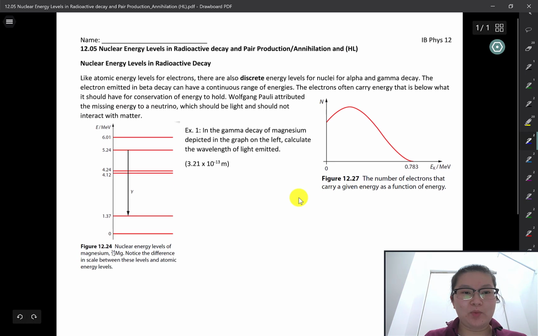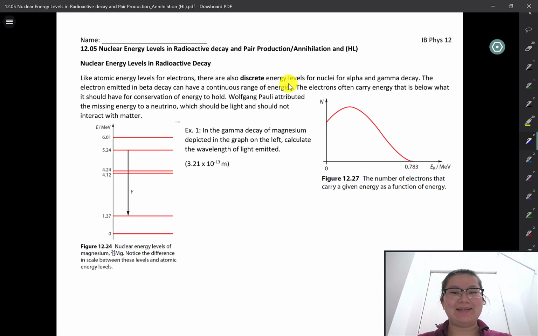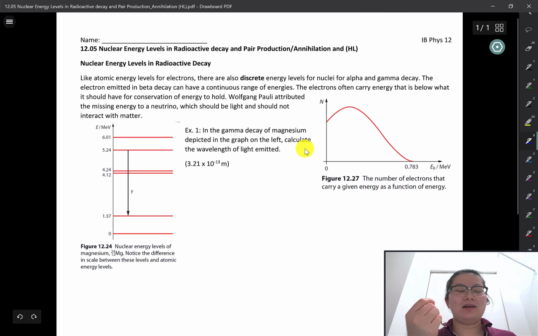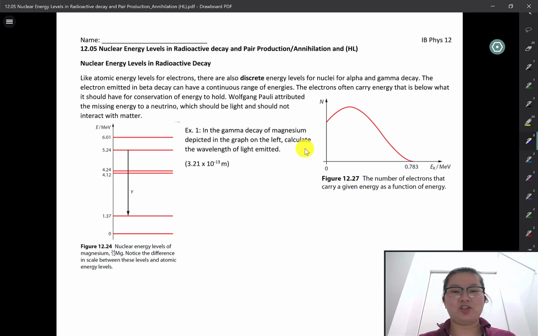In this video, we are going to talk about nuclear energy levels in radioactive decay, and I'm going to squeeze in a little bit of pair production and annihilation there, just to complete some loose topics in the chapter, group them together and such.